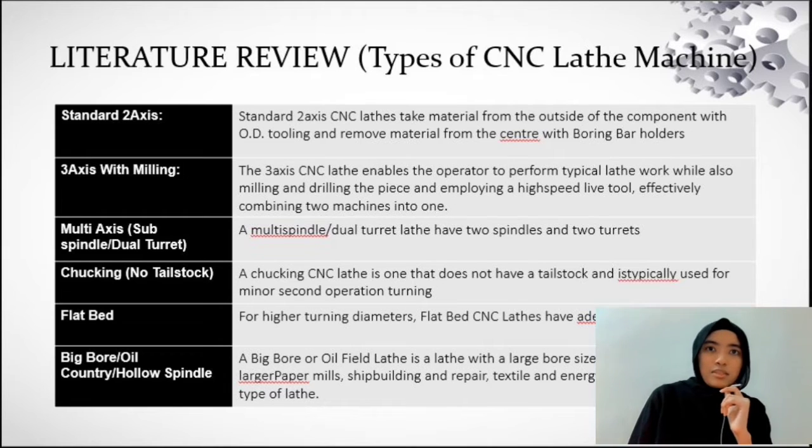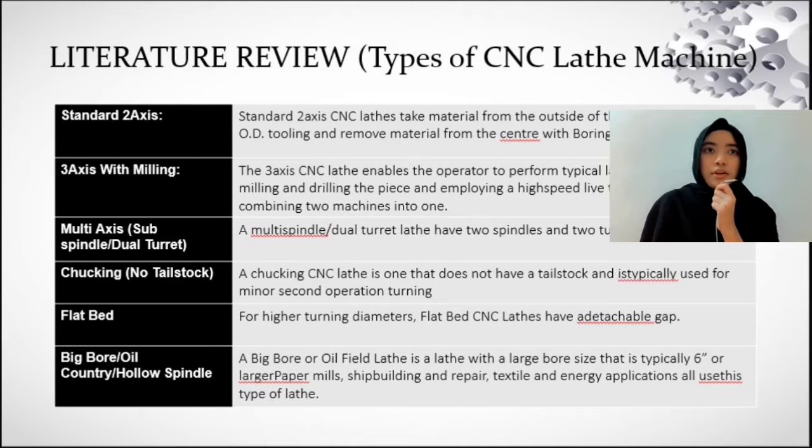Multi-axis is a multi-spindle or dual turret, which has 2 spindles and 2 turrets. A chucking CNC lathe is one that does not have a tailstock and is typically used for minor second operation turning. Next is flatbed CNC lathe, which has a detachable gap for larger turning diameters. Lastly is a big bore or oil-filled lathe, which is a lathe with a larger bore size, typically 6 inches or larger. Paper mills, shipbuilding and repair, textile and energy applications all use this type of lathe.